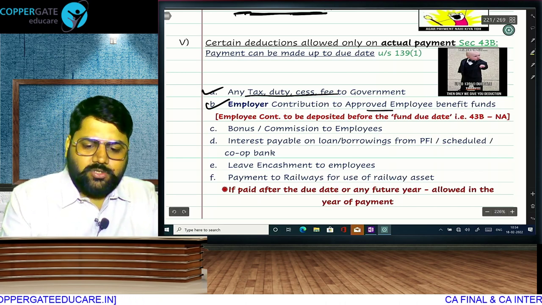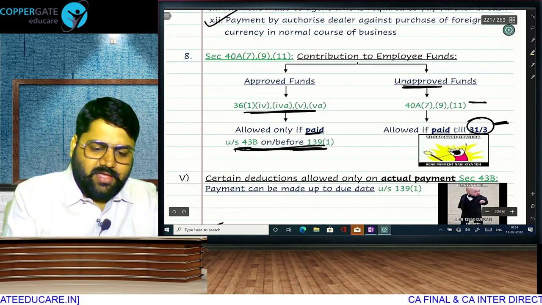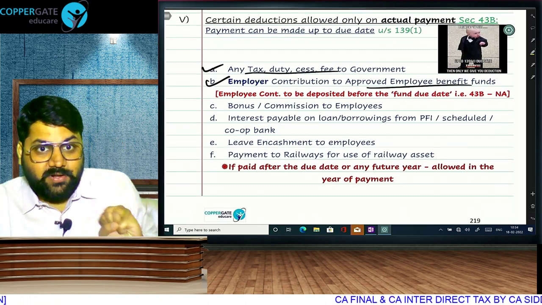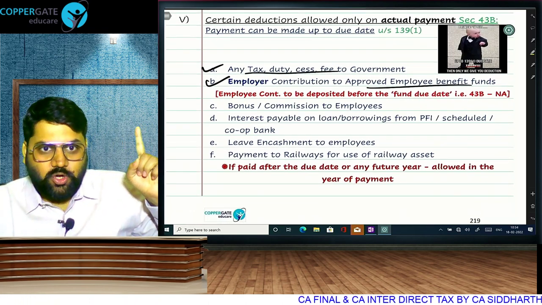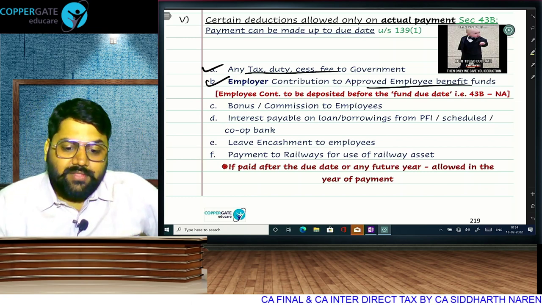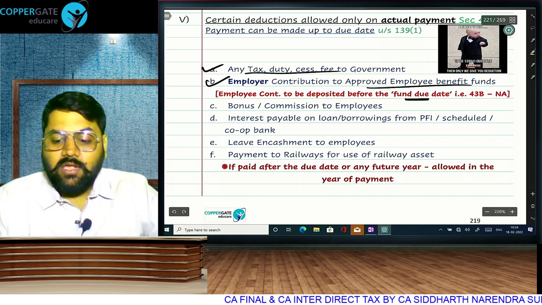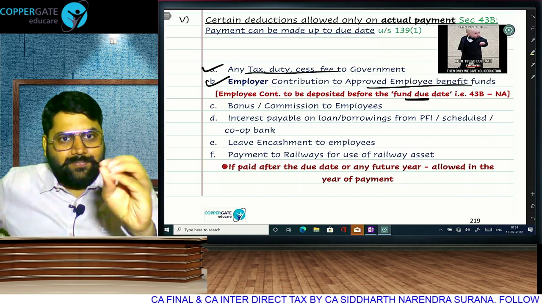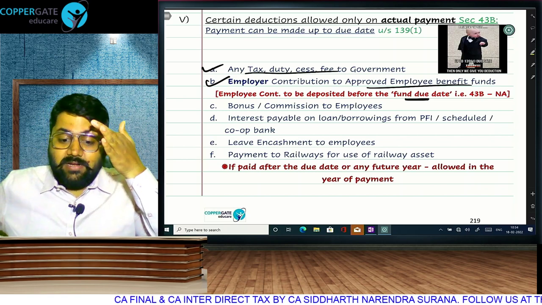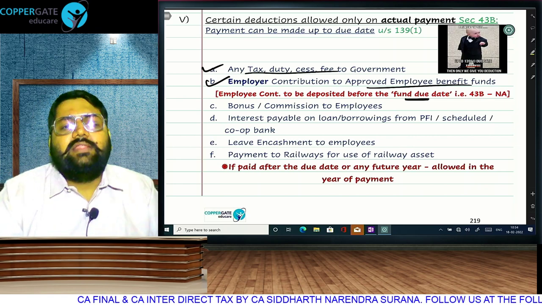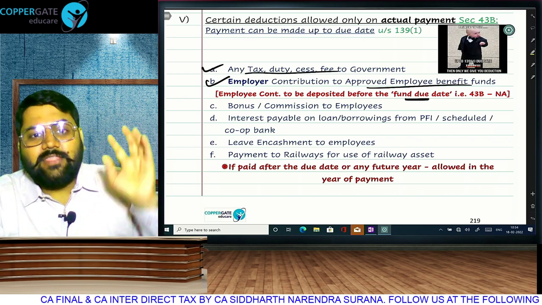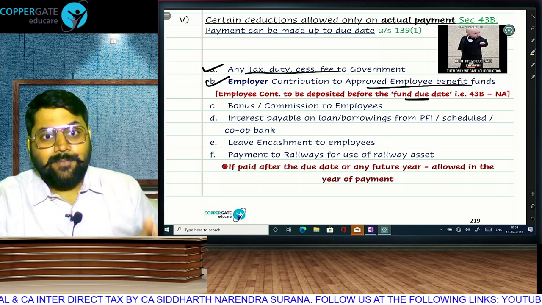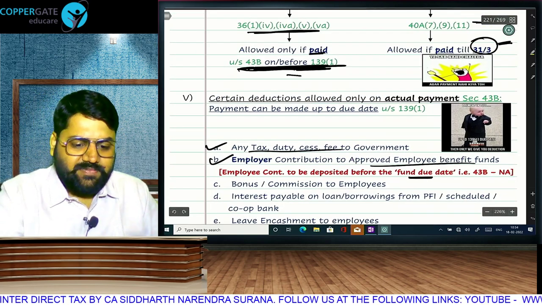Any employer contribution to an approved benefit fund, that is why we say here we have 43B. But if there is employee contribution, for example, we deduct from the employee's salary his contribution towards provident fund and we have to pay it, then that has to be deposited before the fund due date. 43B is not relevant. There are two contributions. Say, I pay you 50,000 salary. This is an amendment, so I am discussing. I pay you 50,000 salary and I pay 10,000 in provident fund. So, that 10,000 is over and above 50,000. That's employer contribution and 43B will be applicable.